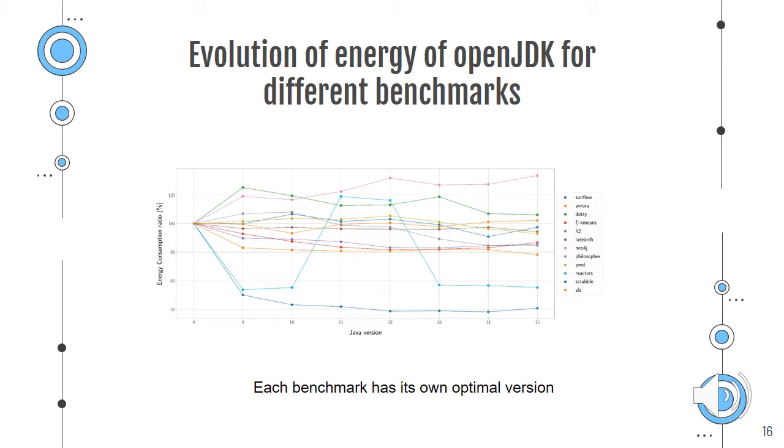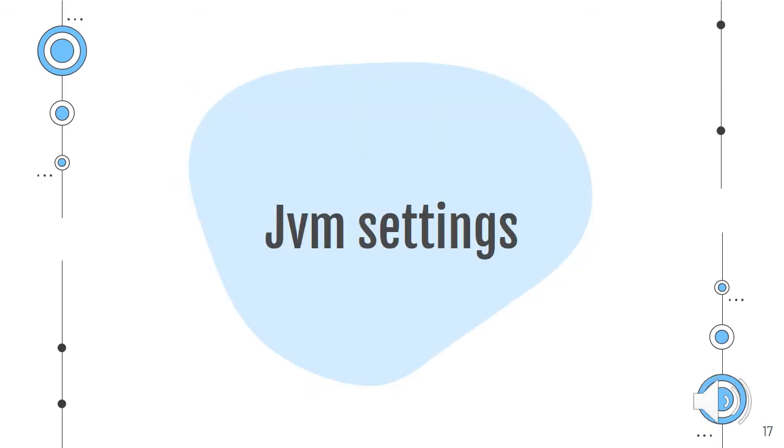If we zoom in on OpenJDK as an example, we can see that each benchmark has its own optimal version, with special notice for reactors, which suffered from some experimental features that were introduced in Java 11 and then got rolled back after version 13. Now that we have covered the impact of the JVM choice on the energy consumption and found out that each distribution has its own spotlight, let's get deeper and study some configurations of those JVMs. In other words, can we tune the JVM in order to optimize this energy consumption even more?